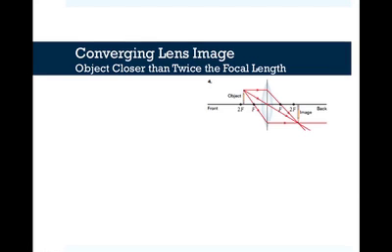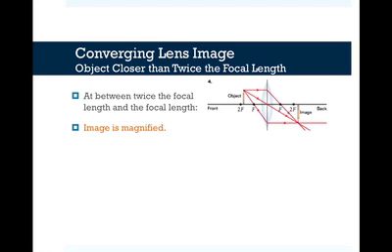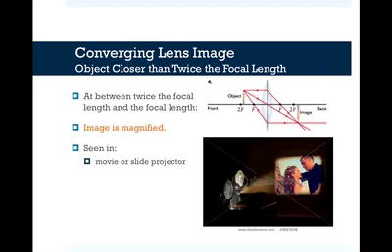Couple more cases here. If you have an object that's closer than twice the focal length, you get a magnified image. You would see something like that in a slideshow or a movie projector, where the lens of the projector is really close to the light source, somewhere in between twice the focal length and the focal length, and so you get that magnified image that's right side up.